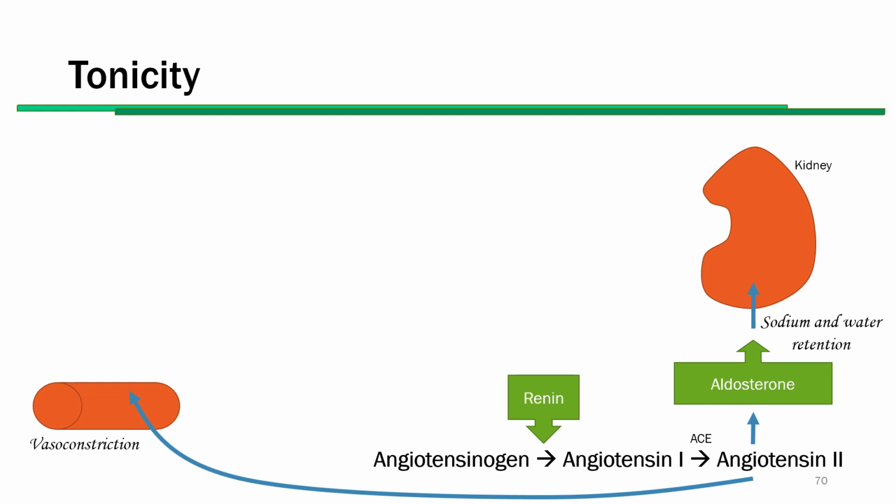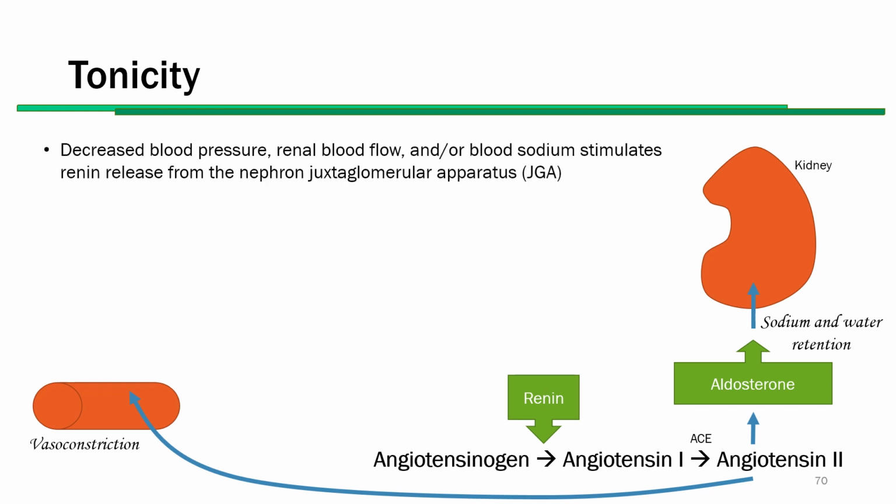So let's look at how this process occurs. If there's any kind of decrease in blood pressure, renal blood flow, or blood sodium, that's going to stimulate the release of renin from the nephron juxtaglomerular apparatus. Renin or renin, the pronunciations may differ depending on how you were taught it and regional pronunciations, so sometimes I go back and forth with those two.